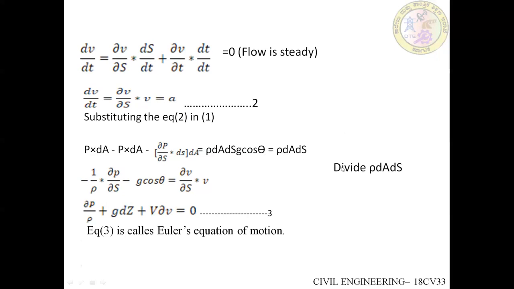If you divide this whole equation by rho into dA ds, we will get this equation. Got it? So, dou P by rho plus G into dz plus V into dou V equal to 0 is called Euler's equation of motion.